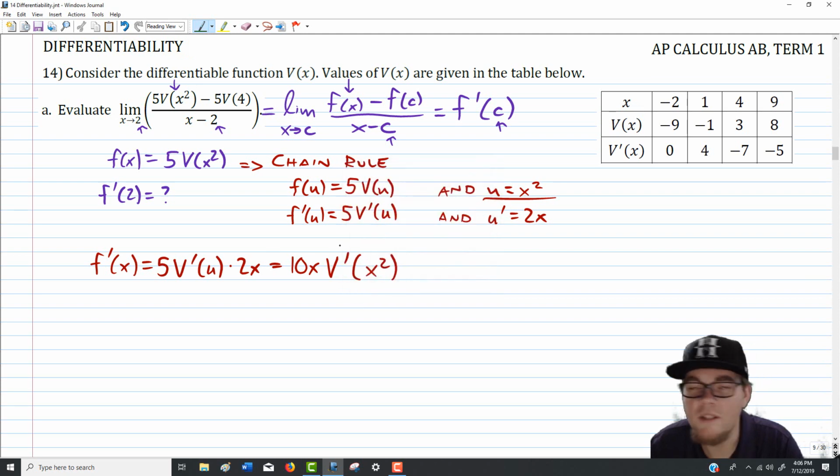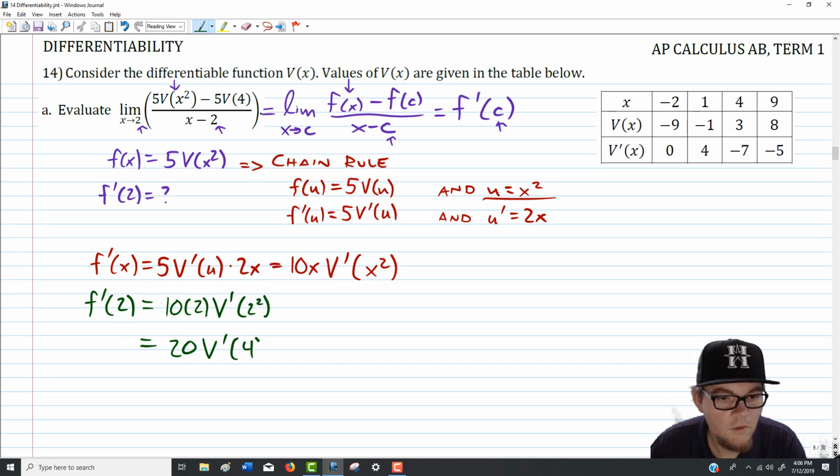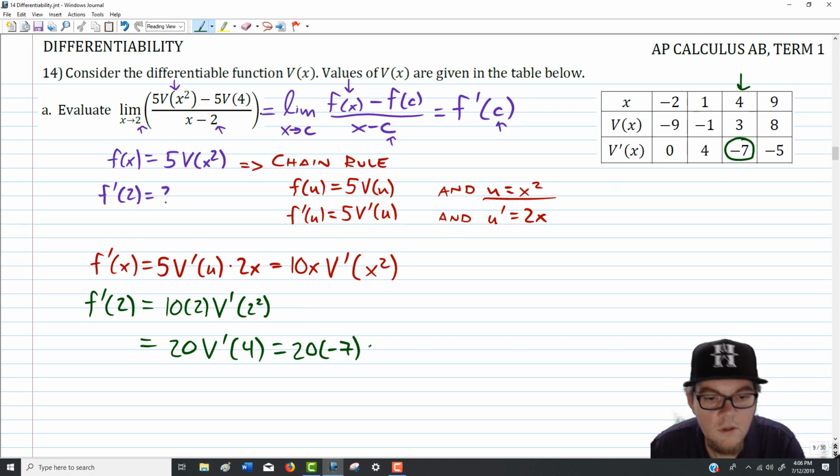The last thing we need to do, though, is not just stop at the derivative. We want to figure out what the derivative is equal to at x equals 2. Again, this is equal to f prime of c, so we need to figure out specifically what is f prime of c. So in our case, c is 2, so we want to figure out what is 10 times 2 times v prime of 2 squared. Looking at our ingredients here, that's going to be 20 v prime of 4. So we ask ourselves now, is v prime of 4 on the table? There's 4. There's v prime. This is 20 times negative 7, which is equal to negative 140.